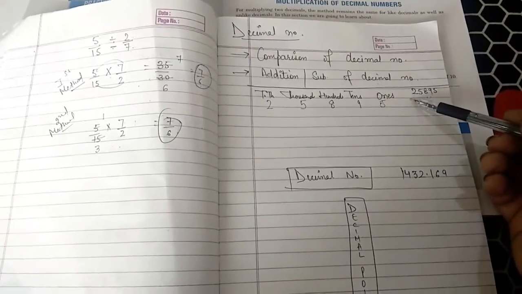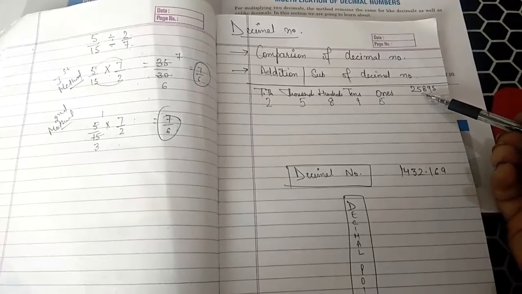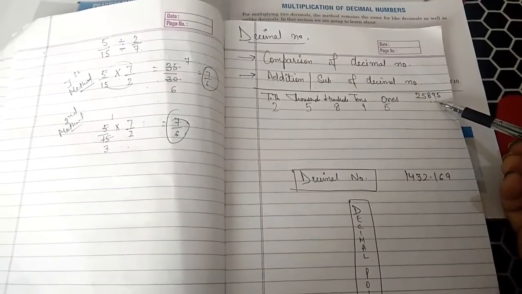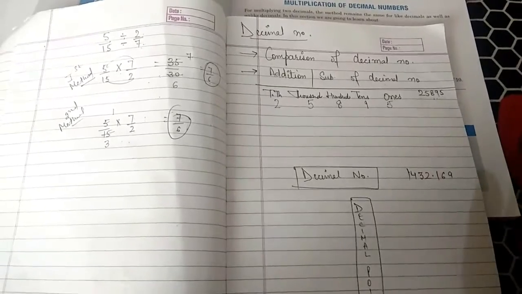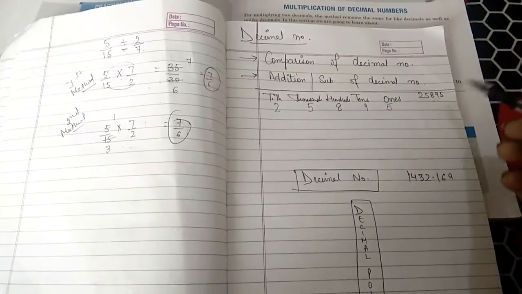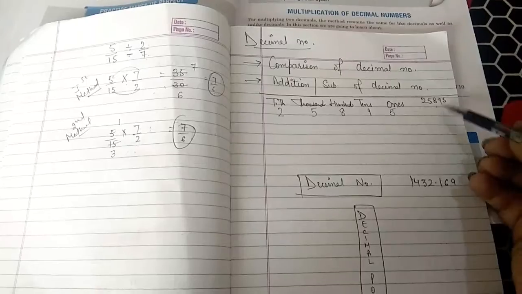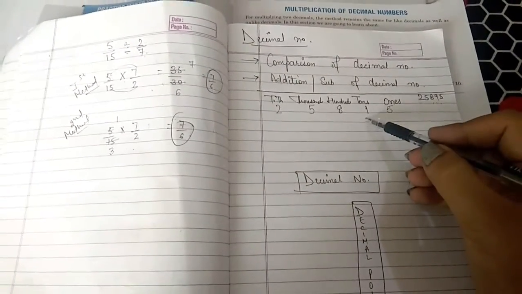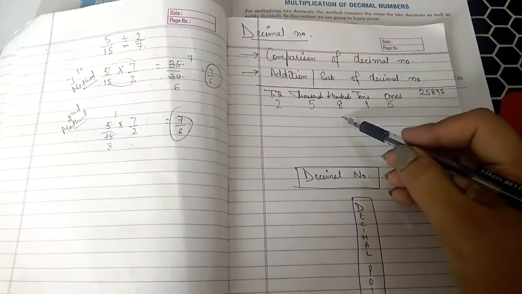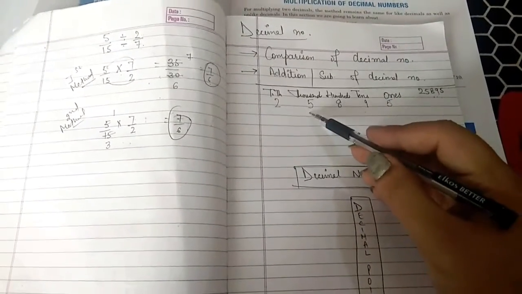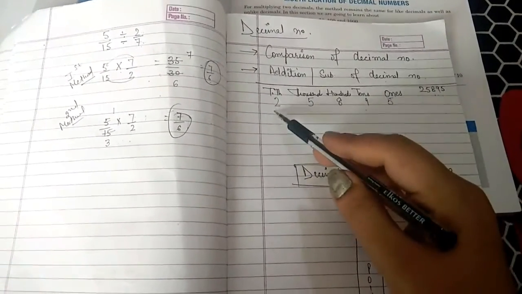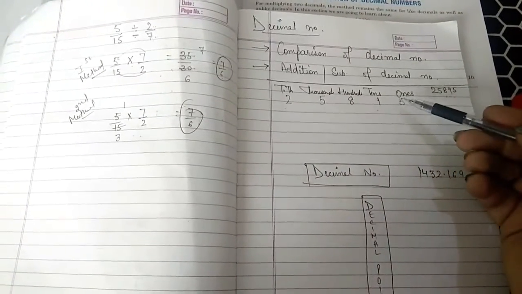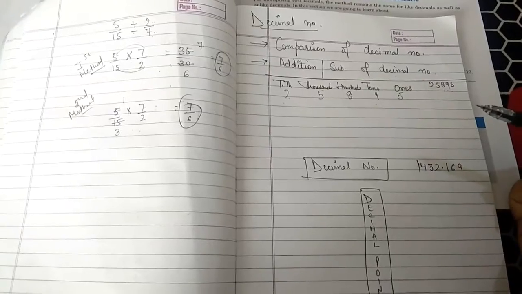See, suppose the number is 25,895 and you have to write this number in the place value chart. This you all know. You are doing this since class 4. So how will you write this in the place value chart? 5 you will write under ones, then 9 under tens, then 8 under hundreds, then 5 under thousands, then 2 under ten thousands, right? This is how you will write a number in the place value chart.